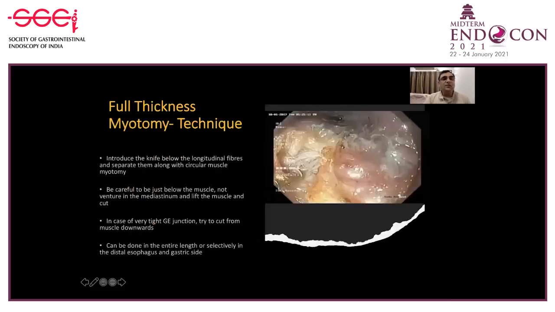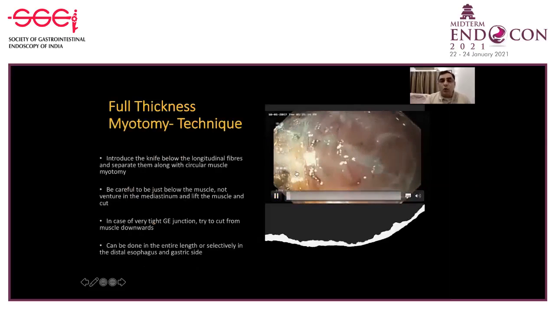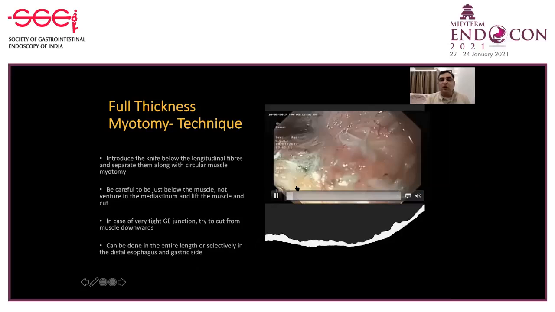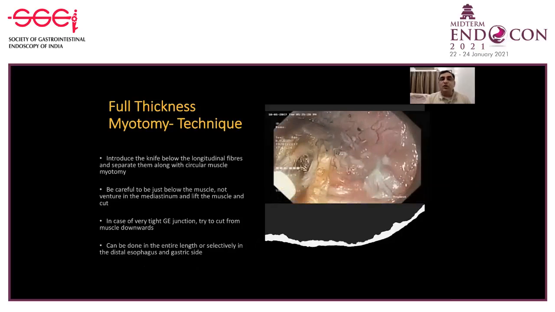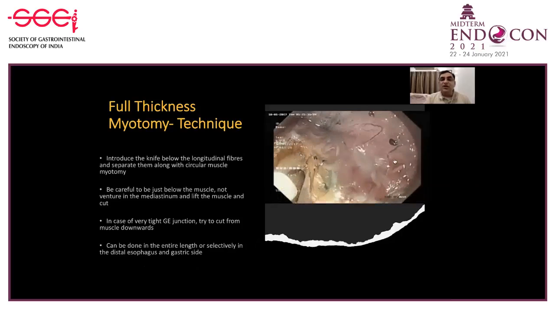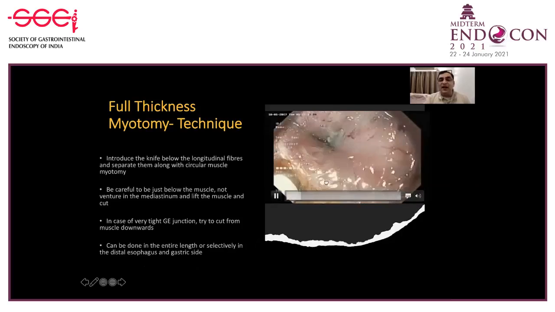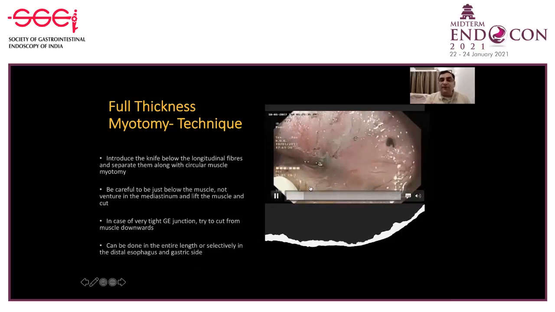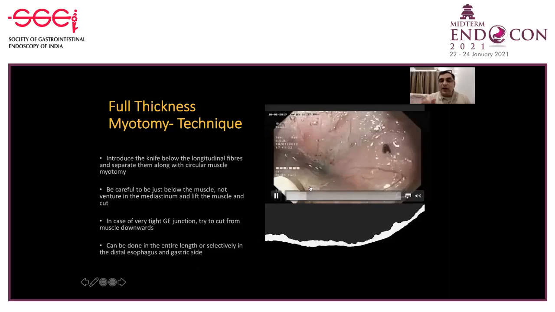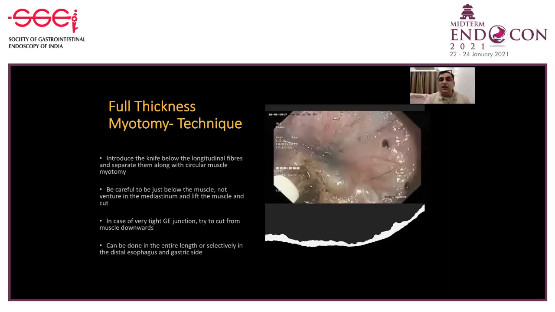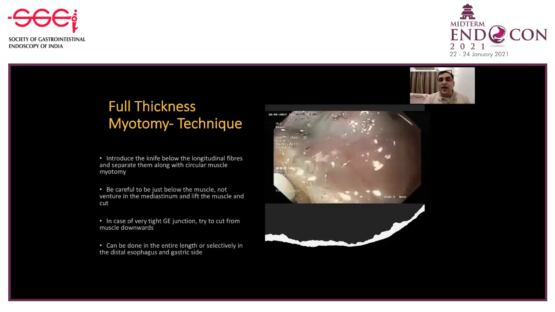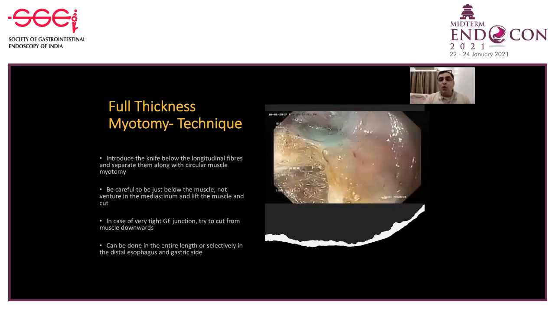For a full thickness myotomy, what we do is introduce the knife in between the longitudinal fibers, go deeper, just deep into the longitudinal fibers, separate the longitudinal fibers, find the plane just below the longitudinal fibers, and then repeatedly hook the knife, lift up so that you don't damage the structures in the posterior or the anterior mediastinum, and then do a full thickness.